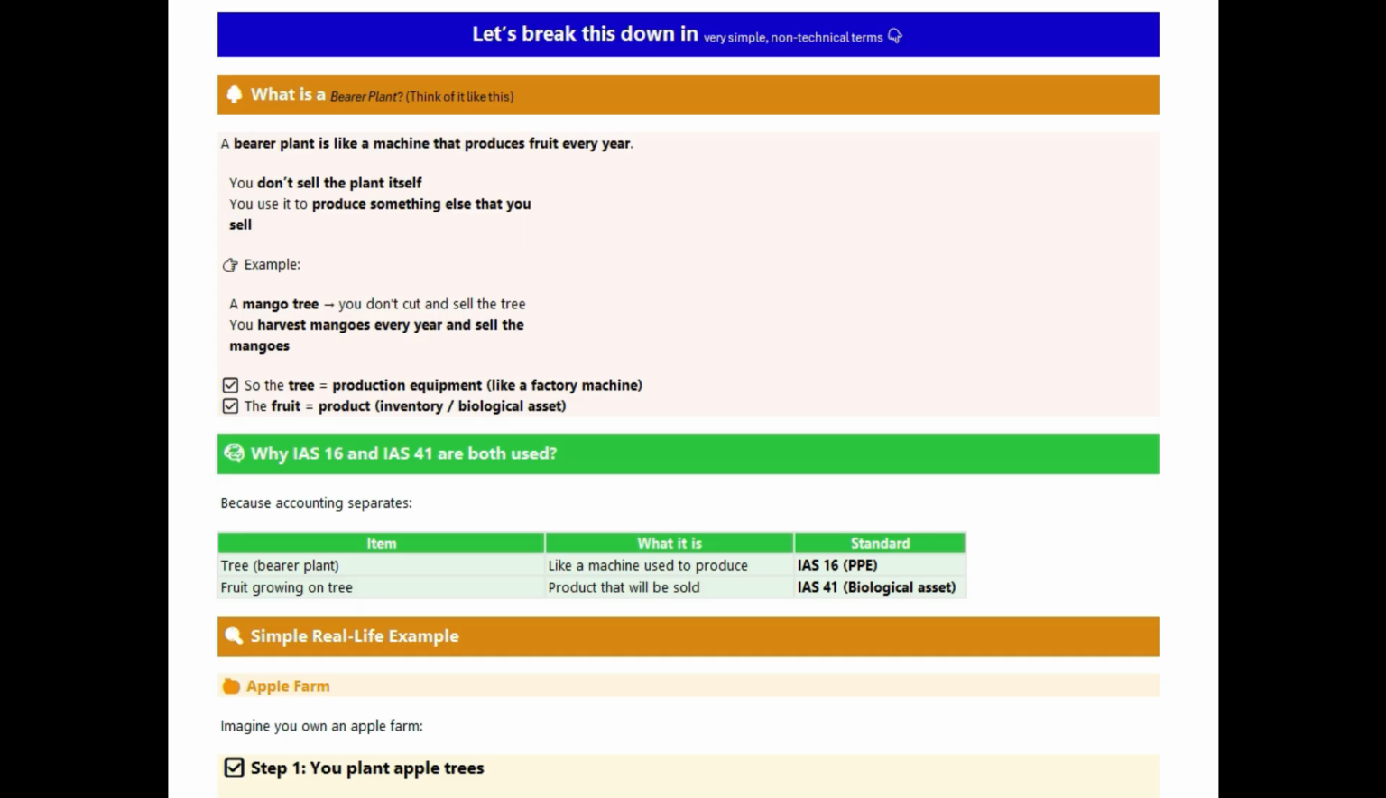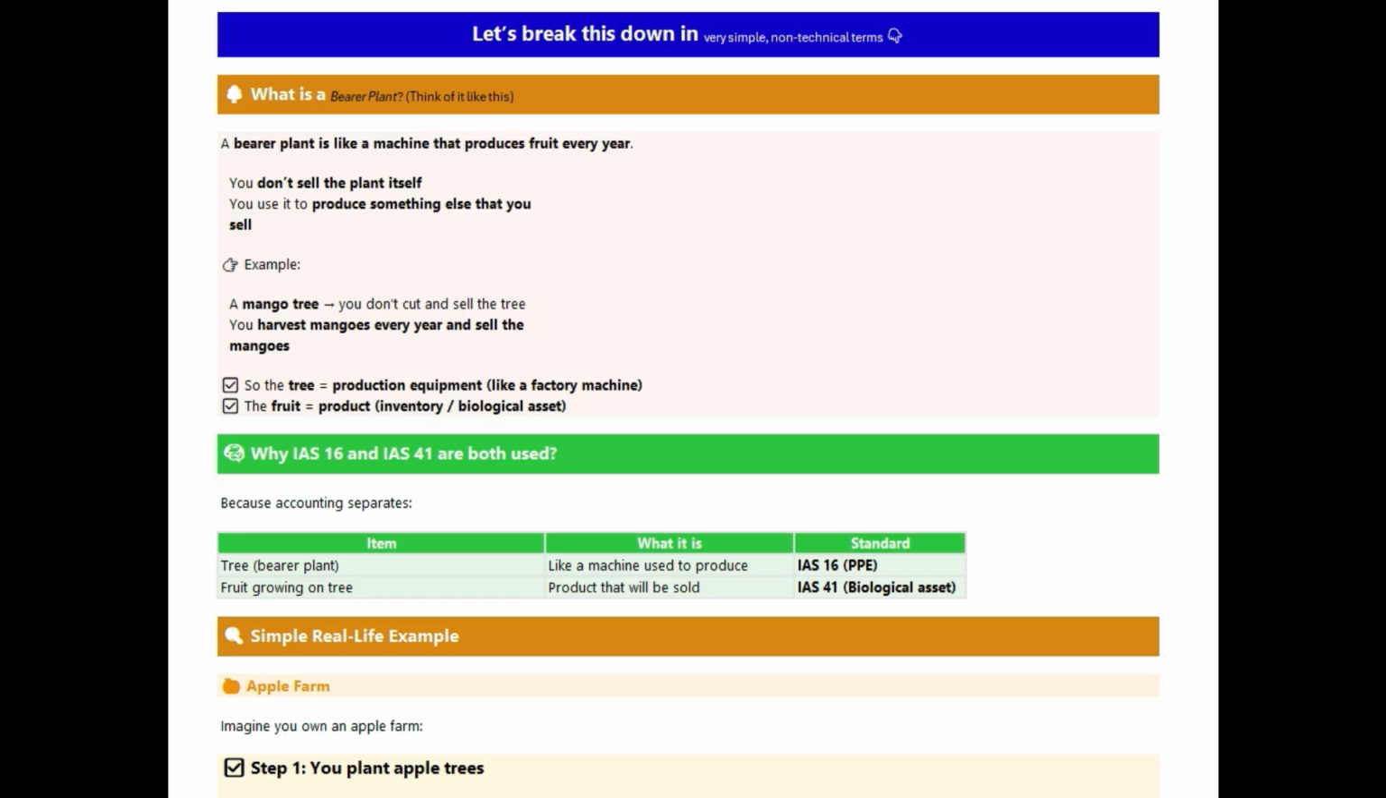Example, a mango tree. You don't cut and sell the tree. You harvest mangoes every year and sell the mangoes. So the tree is the production equipment, like a factory machine. The fruit is the product, inventory or biological asset.